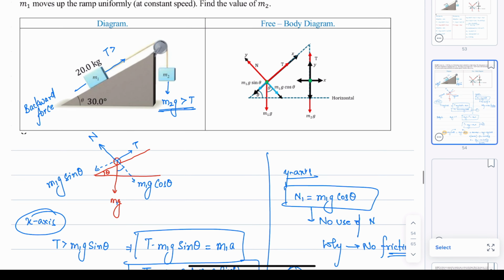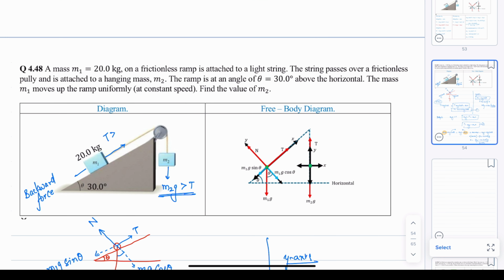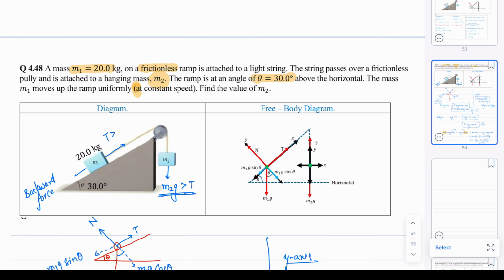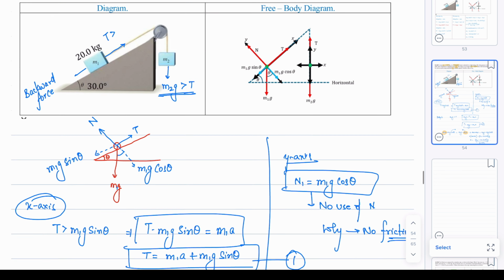So what he is asking, just check all the things. So what is given here? Mass 1 is given, over a frictionless surface, M2, theta. What we are looking for? M2. The massless rope moves at constant speed.